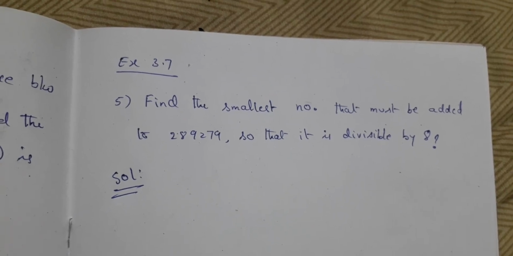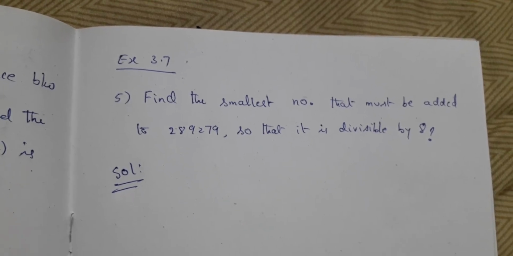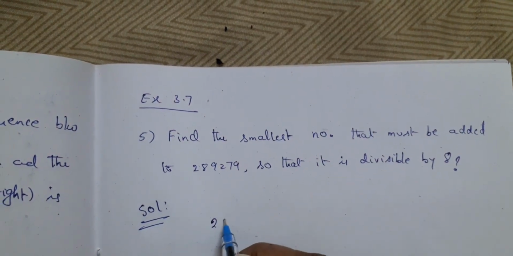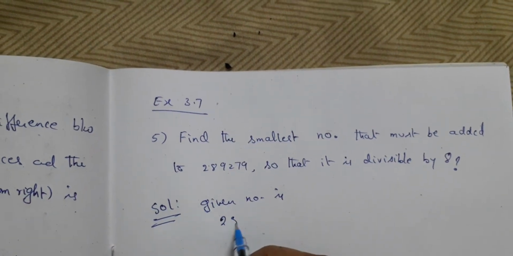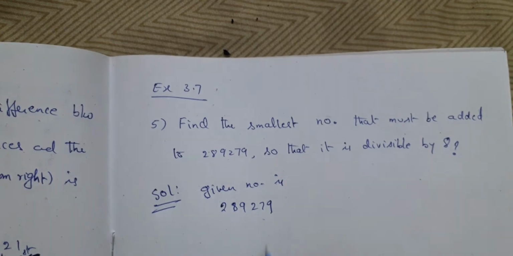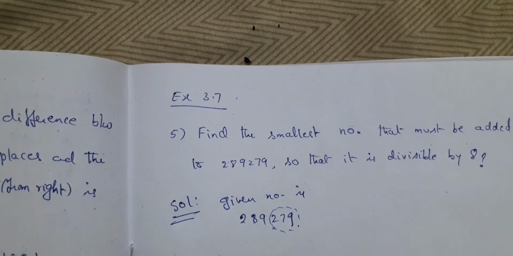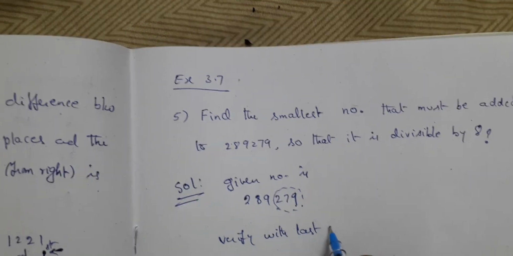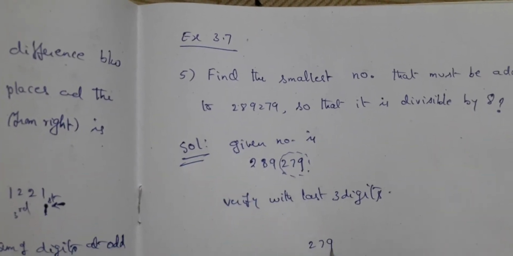What is the divisibility rule for 8? If more than 3 digits are there in the number, then we have to verify the divisibility rule by taking the last 3 digits number. Right? So let us see the last 3 digit number. First of all, write the number. Given number is 2,89,279. So verify with the last 3 digits. What are they? 279. Now let us see whether it is divisible by 8 or not.